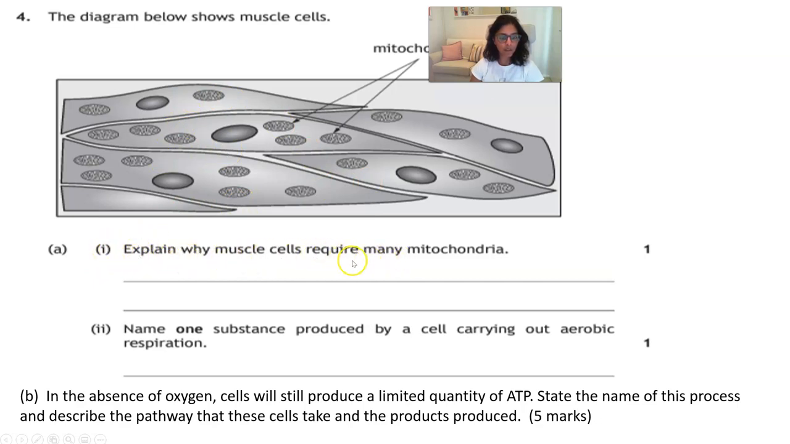Explain why muscle cells require many mitochondria. Hopefully you've got that answer from what I just said. Next question, name one substance produced by a cell carrying out aerobic respiration. There are multiple answers for that. Second question is a bit more involved. In the absence of oxygen, cells will still produce a limited quantity of ATP. State the name of this process and describe the pathway that these cells take and the products produced. At this point, I'd like you to pause the video and see if you can answer part 2 of A and B without looking at the answers. Once you've had a go, unpause and the answers are on the next slide.